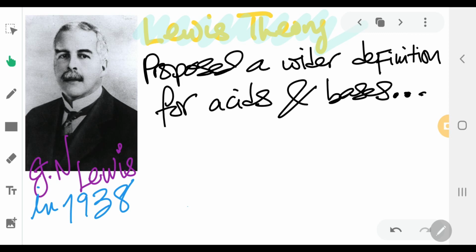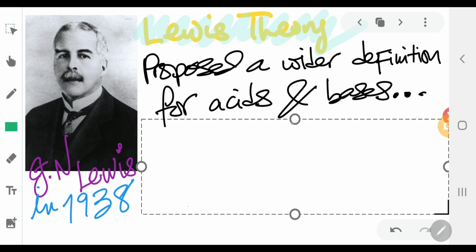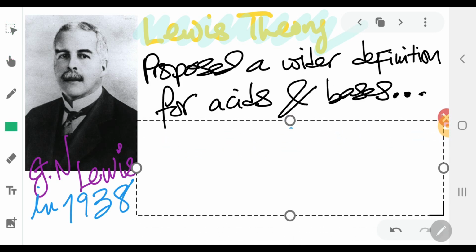Moving on to the third theory, Lewis theory. So this one is the latest theory among all of the theories that we are learning now. From Arrhenius, we have moved on to Bronsted-Lowry, and then now Lewis. So Lewis was the man that had developed the theory even further. He proposed a much wider definition for acids and bases. So what did he say?